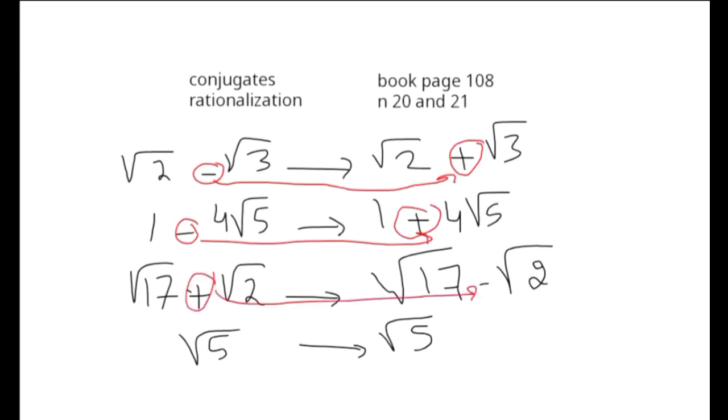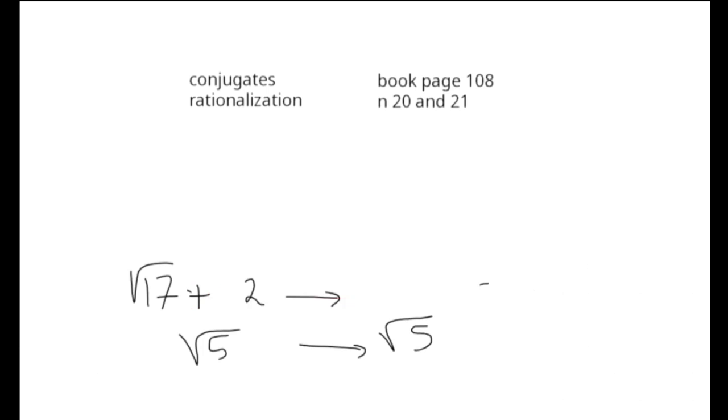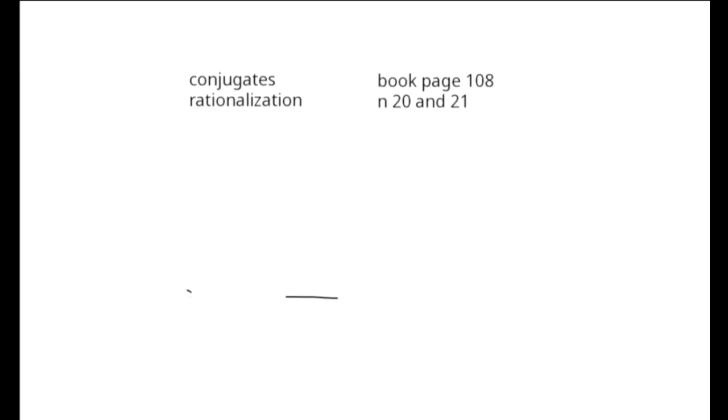Let's do as application some samples of the exercises at page 108, exercise number 20. So I'm going to read the question. We are at page 108, exercise number 20. We are going to perform some parts of this exercise. The question is to match each of the expressions in the first column to the second column by its conjugate.